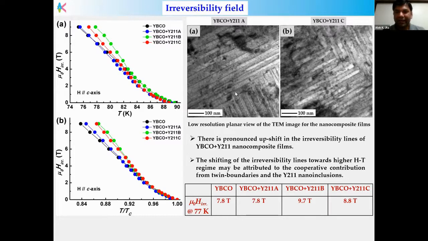These are some planar images of the transmission electron microscopy, and we can see the appearance of a large number of twin planes, which are very common in the YBCO system. But we can also see a large number of nanoparticles in the nanocomposite film. So we calculated the irreversibility field at 77K, and for pristine YBCO, it is 7.8 Tesla. For the nanocomposite film, it has improved significantly. It's 9.7 Tesla for the moderate concentration of Y211.